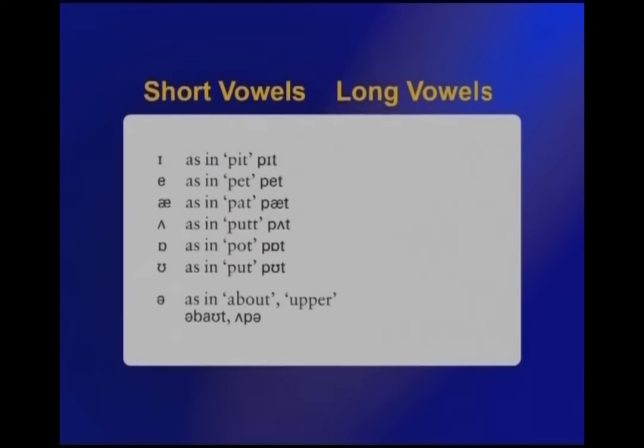So, we looked at 8 diphthongs, which are double sounds. We looked at 7 short vowel sounds and 5 long vowel sounds. And you should become familiar with the symbols. Now we will look at the consonant sounds of English. Now what are consonants? Consonants are those sounds which are produced when you produce that sound, there is some sort of obstruction in the mouth, in the oral cavity.